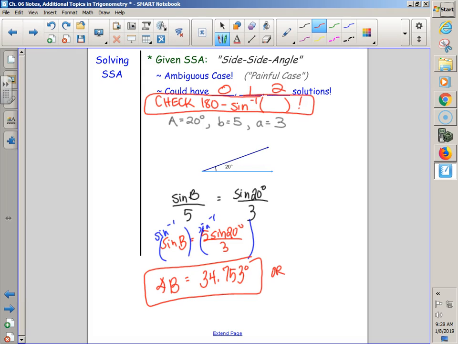This is where the ambiguity comes in. We have to check the 180. It's the sine inverse. Whenever we have to do a sine inverse with law of sines, we have to check the 180 minus. So what's 180 minus our 34.75 and so on? Did you guys get 145.247?